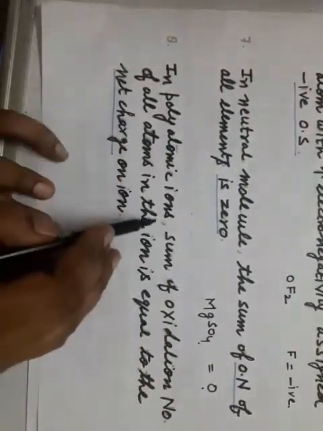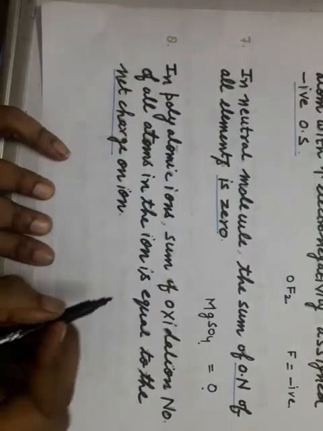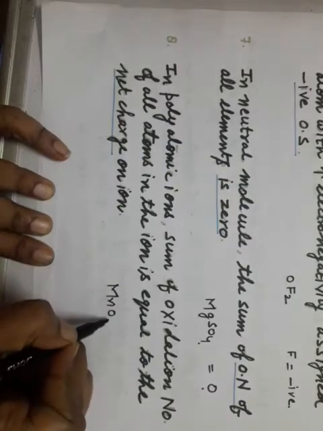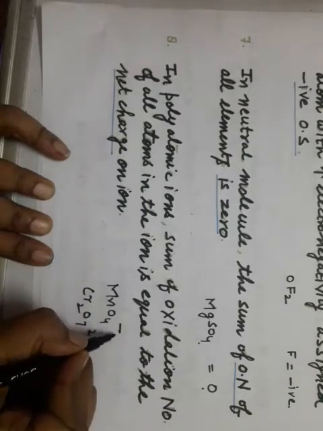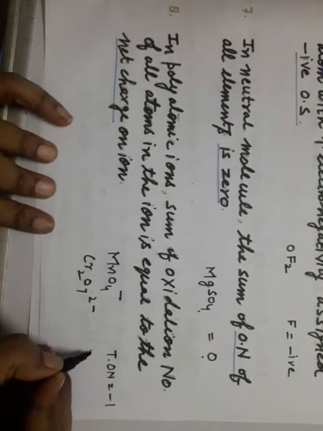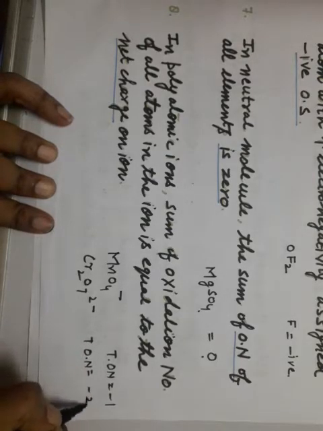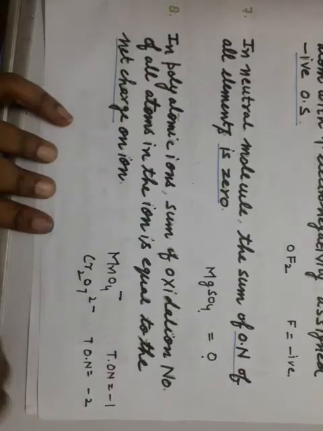Next rule, in a polyatomic ion, the sum of oxidation numbers of all the atoms in an ion is equal to its net charge. For example, MnO4-, Cr2O7 2-. It's a polyatomic ion, and in that condition, the total oxidation number of all the atoms is equal to its charge. So the total oxidation number is equal to -1 in the case of MnO4-, and in the case of Cr2O7 2-, the total oxidation number of the ion is -2. That is rule number 8.